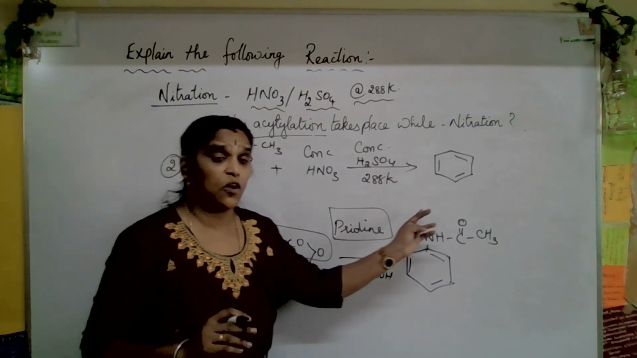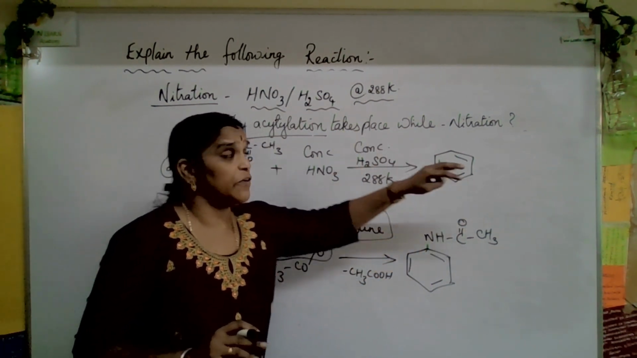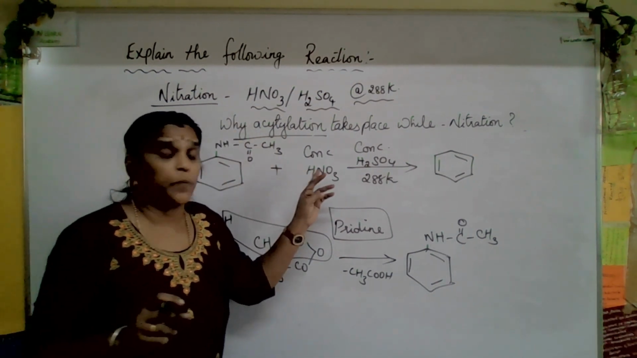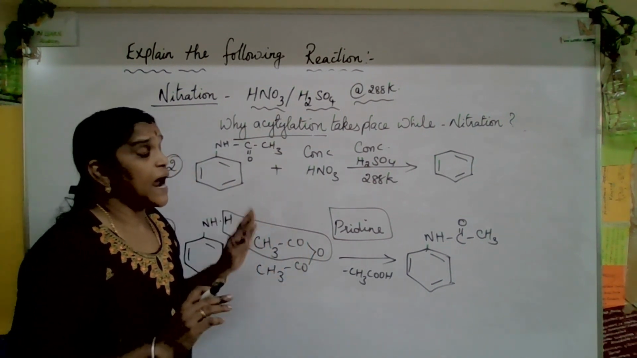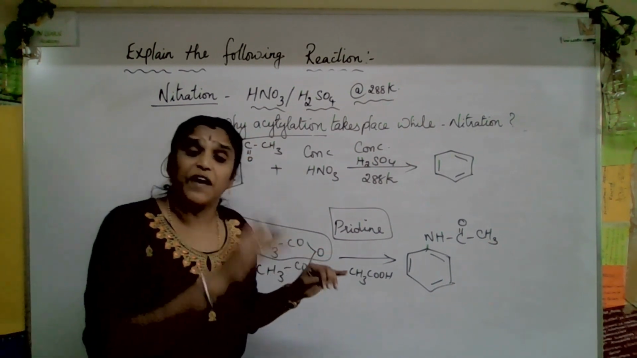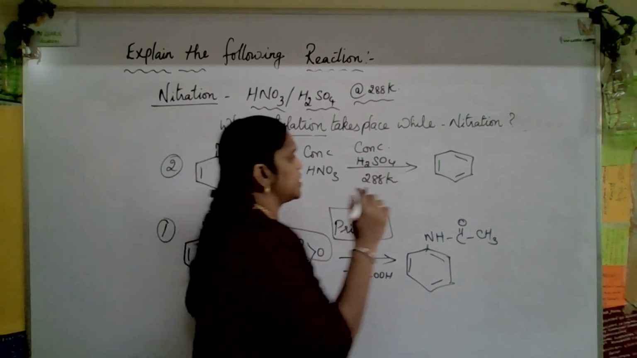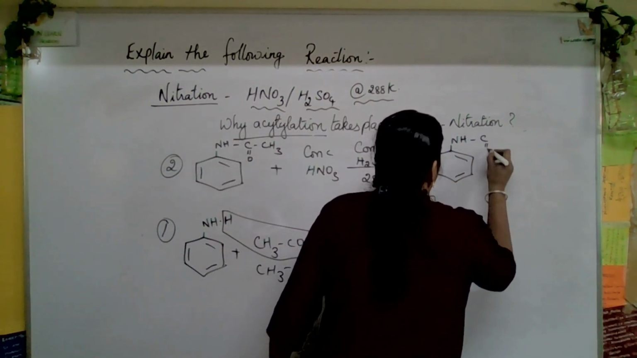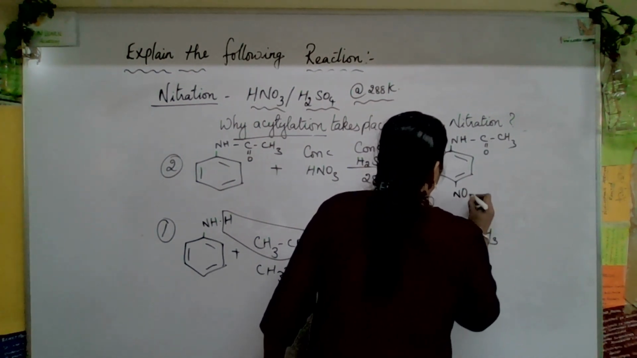In our last video also I mentioned very clearly why we get the para derivative, because the resonance takes place in that amide group only. The resonance will not come to that benzene group. And one more thing, the amide group is very less reactive than the amino group. Those 2 points I mentioned. So here what happened? NH, C double bond O, CH3, and here NO2.